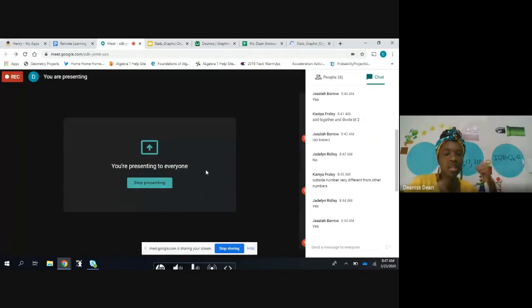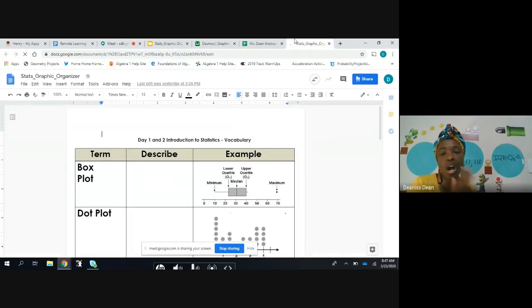So mean, median, mode, range, quartiles, interquartile range. We got a box plot and we got a histogram. Once again, like I said, Desmos will create all these things for you. You don't have to worry about creating them yourself.